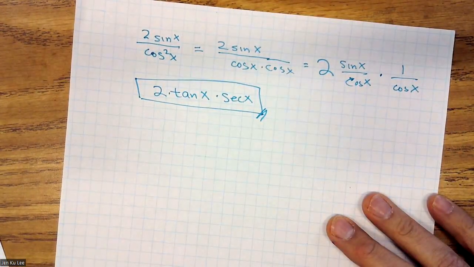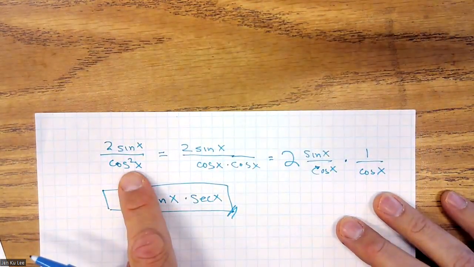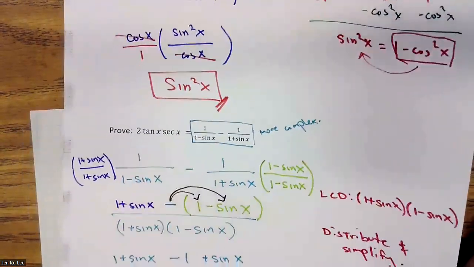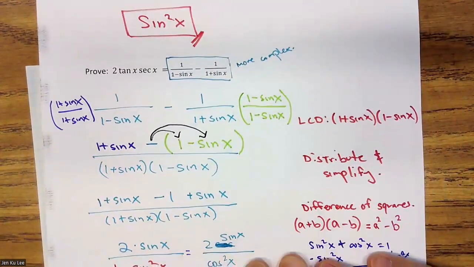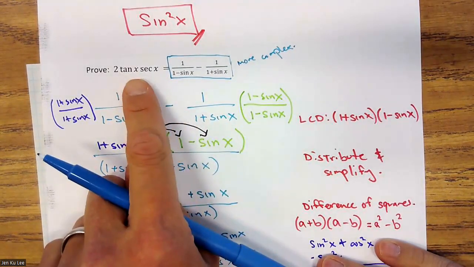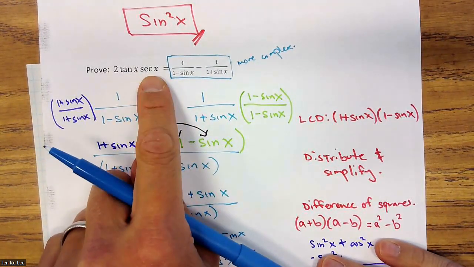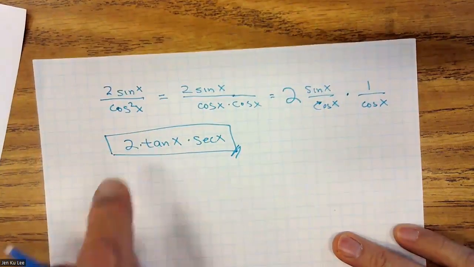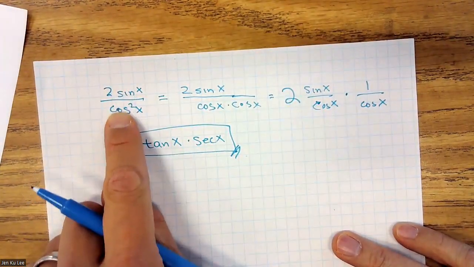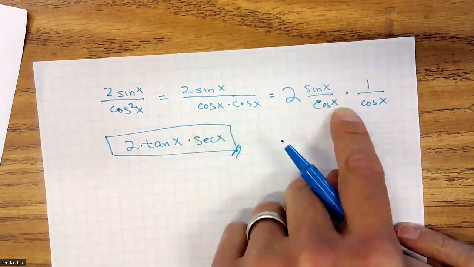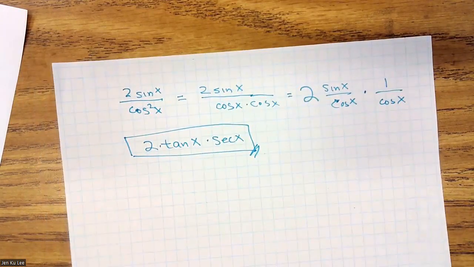All right, so that's another trick. If you see a squared on the bottom and you're stuck, go back to your proof, because sometimes when you're in the middle of it, you don't know what your goal is. And your goal is to put it into tangent and secant. I know sine over cosine is tangent, so just split it up and do that math.